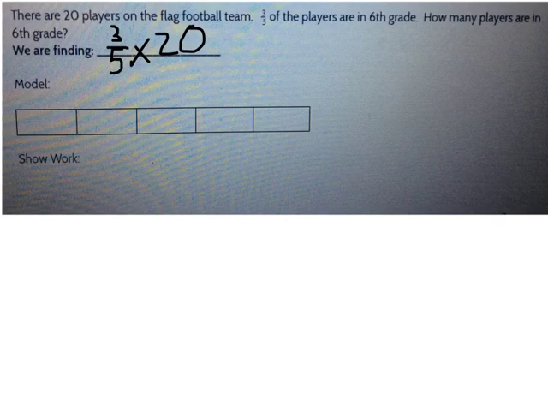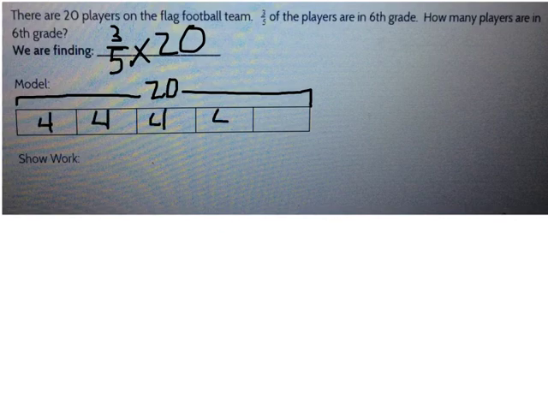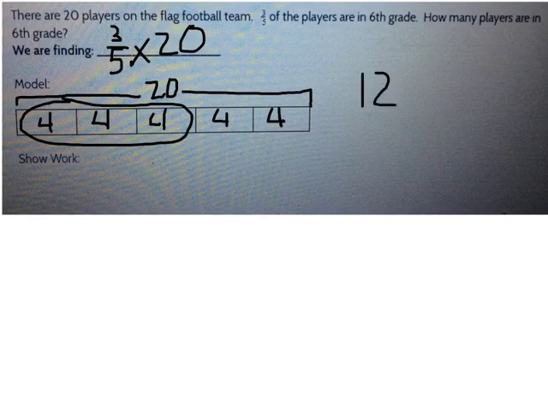Let's start with a model. How many total players are on the flag football team? There are 20. If I split those 20 players into 5 equal groups, how many will be in each group? There will be 4 in each group. I know that 3 out of those 5 groups are 6th graders. So, how many students are in 6th grade on the flag football team? There are 12. 3 times 4 is 12.